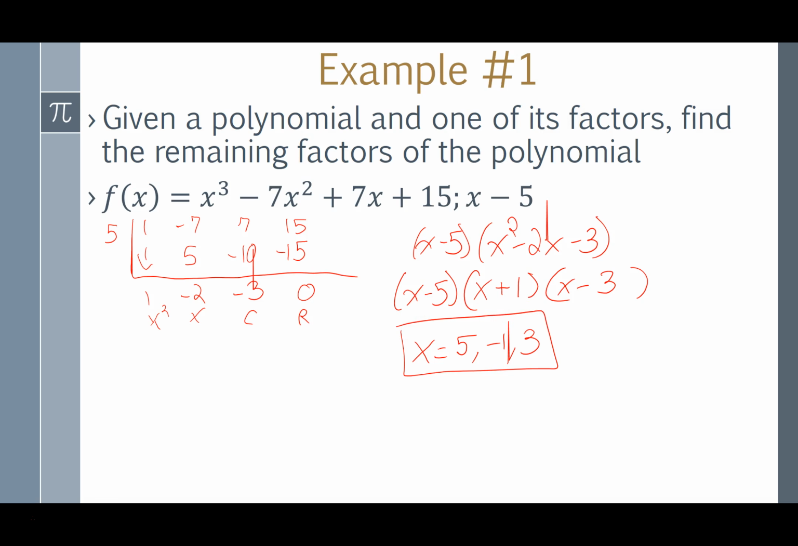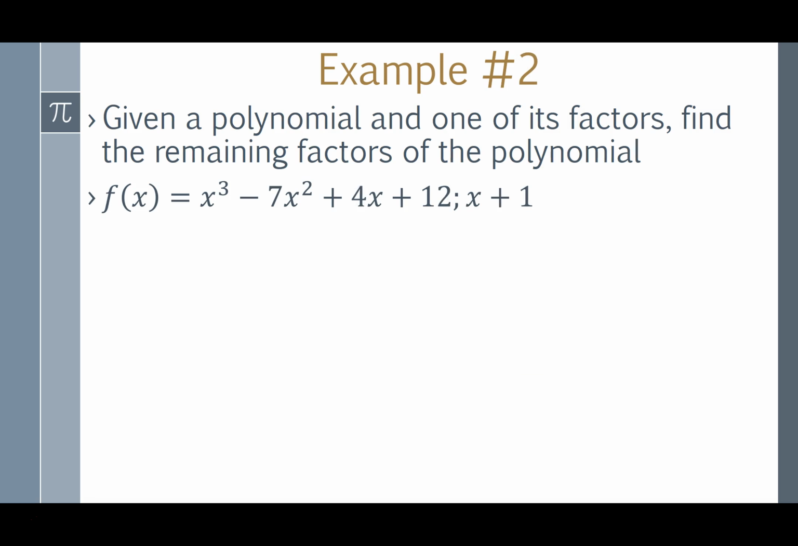We will eventually talk about how to find the factors on our own without being given something, but for right now you're always going to be given the one factor. Our job is to prove it's a factor and find the resulting quadratic or cubic, whatever it happens to be, and then factoring it further. Alright, so let's try that again. So we have, for this one, x cubed minus 7x squared plus 4x plus 12. We want to prove that x plus 1 is a factor.